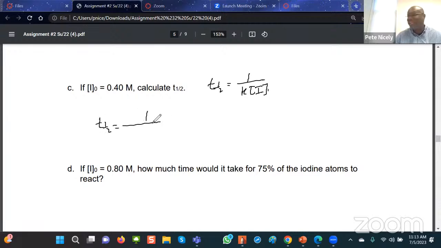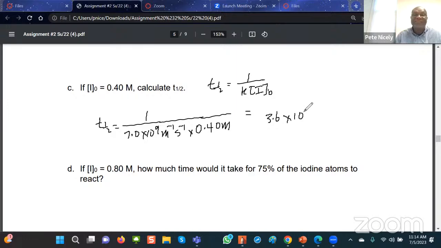So that will be 1 over K, and K, if you remember, is 7.0 times 10 to the 9, M to the minus 1, s to the minus 1, times the initial concentration of I, which is the 0.40 M, and that's it. Put those numbers in the calculator, do your number crunching, and you're going to get 3.6 times 10 to the minus 10 seconds. And that's how you do that. All right? So that one is relatively simple.